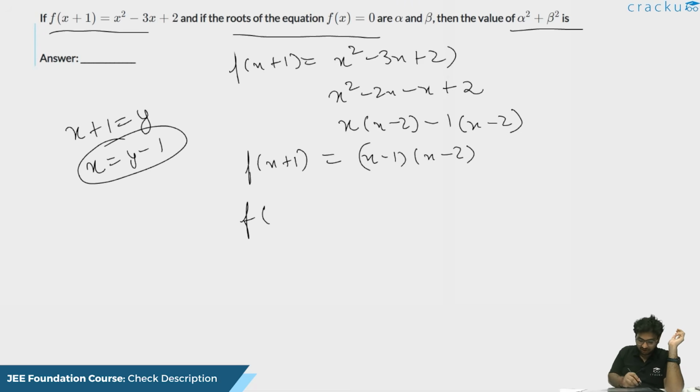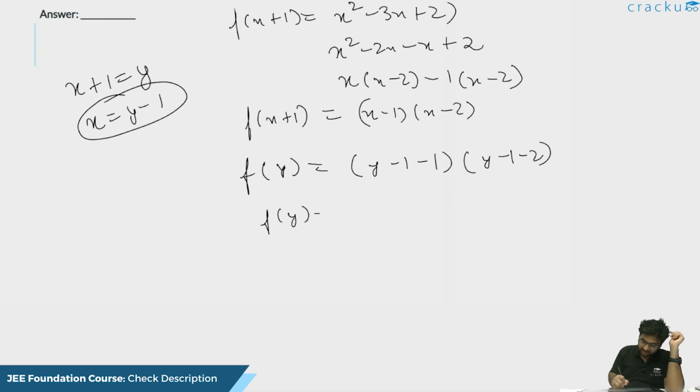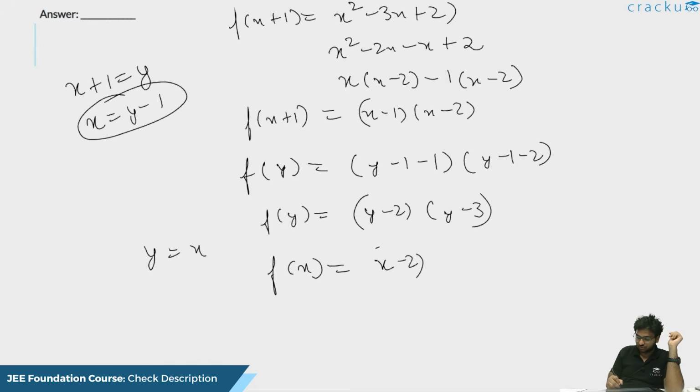So this would become what? X plus 1 equal to y. This would be y minus 1 minus 1 and y minus 1 minus 2. So f of y equal to what? Y minus 2 into y minus 3. Now replace y with x. So we get f of x equal to x minus 2 into x minus 3.